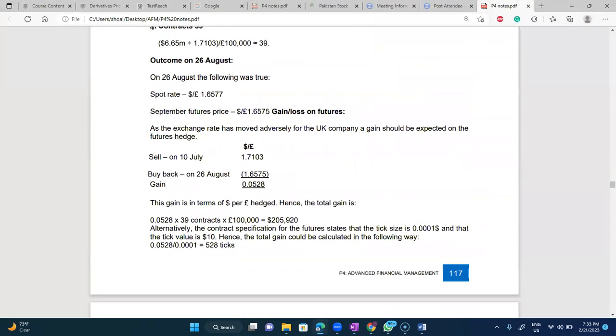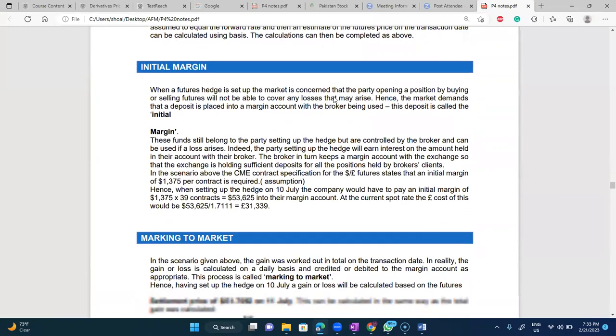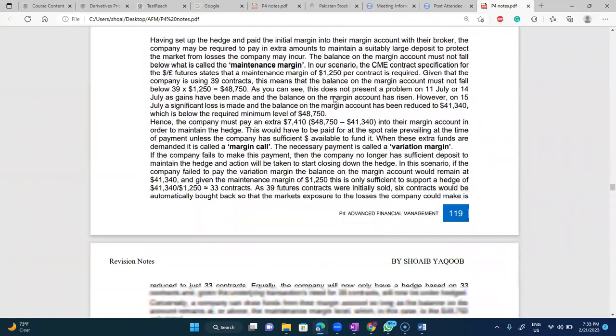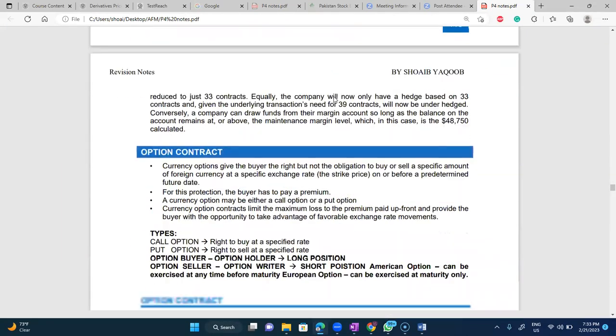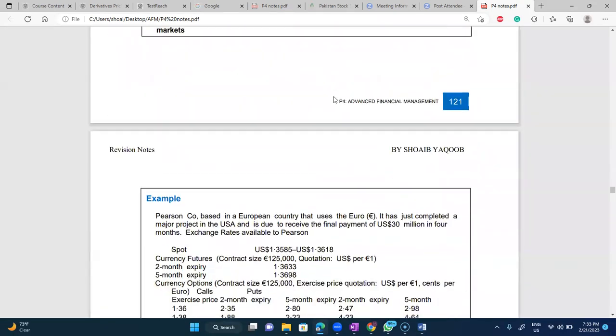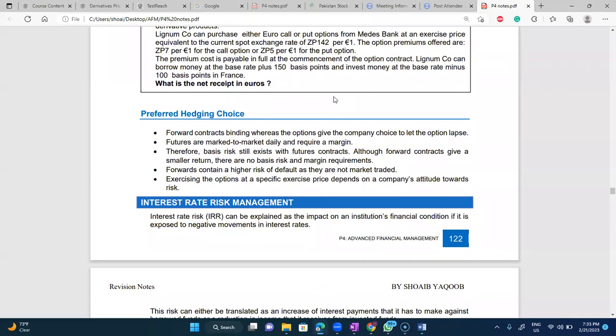Okay, the next is, you should know the initial margin. What is initial margin? What is mark to market? Maintenance margin or the variation margin? You should know the calculation. Then an option, you should know the comparison between the option with the forward and the future. By the way, easy.